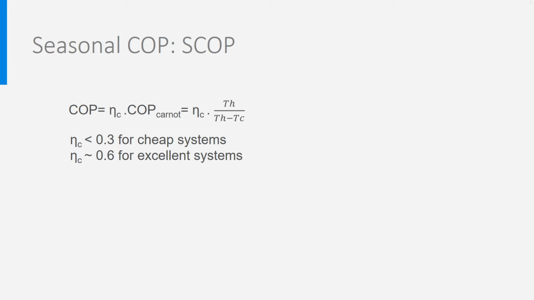Most simple cheap systems like domestic room air conditioners in heating mode have a Carnot efficiency below 0.3. Only the better heat pumps with high efficiency heat exchangers will achieve a Carnot efficiency around 0.6. We have seen that the COP is strongly dependent on the temperature level. Many heat pumps use outdoor air as heat source. The temperature at the evaporator will vary a lot during the winter, and this will cause huge variations of the COP.